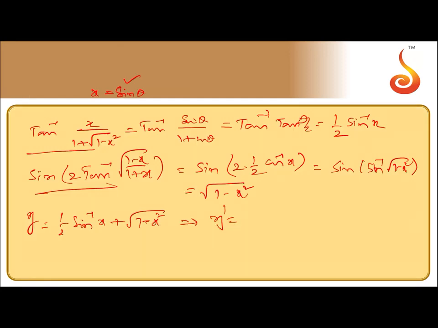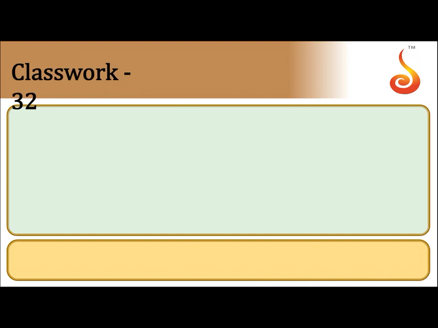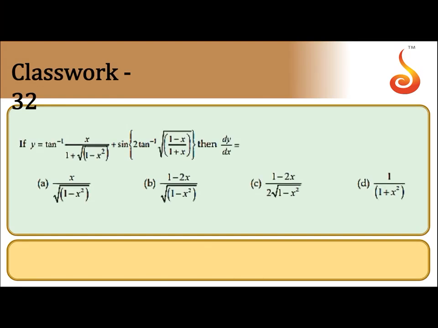So that implies y dash is equal to, for sine inverse x the derivative is 1 by root 1 minus x square, and this is minus x by root of 1 minus x square. Taking the LCM, 2 root 1 minus x square, we get 1 minus 2x. So 1 minus 2x by 2 root of 1 minus x square. So the answer is C.